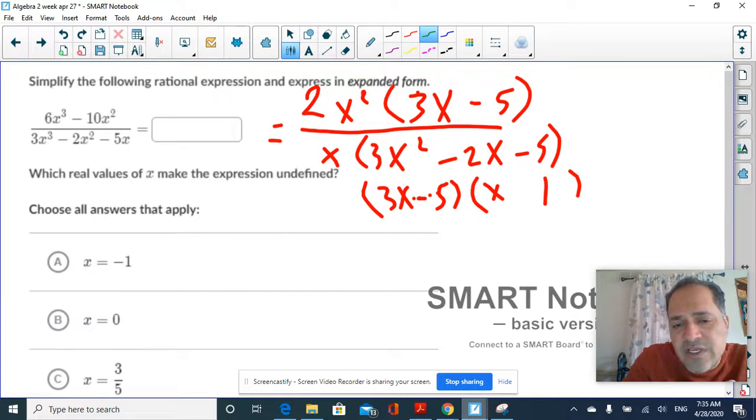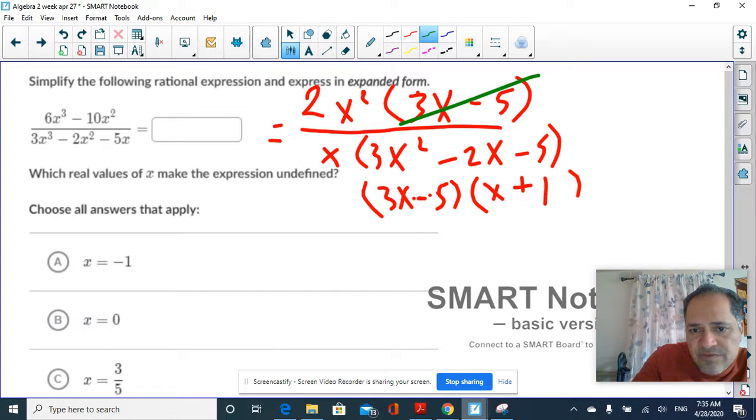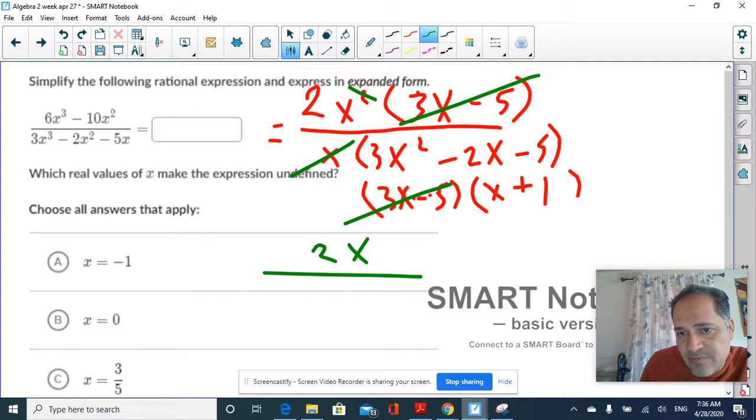So now 3x minus 5, and because you have negative here, it should be positive. Now we can cancel out what? 3x minus 5 with 3x minus 5. x cancels one of the x's in the top. So you have 2x in the top now over x plus 1. Good job. This is your simplest form.